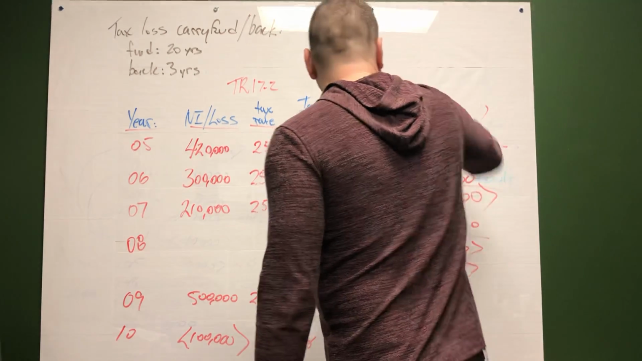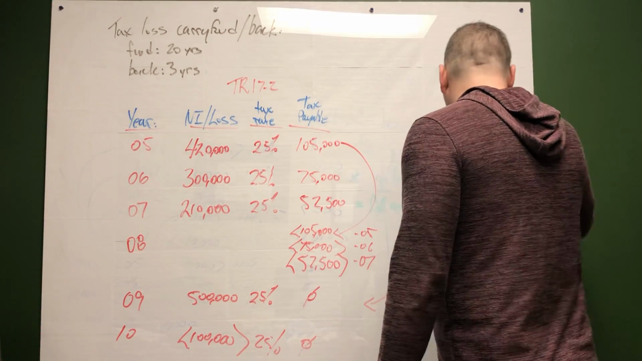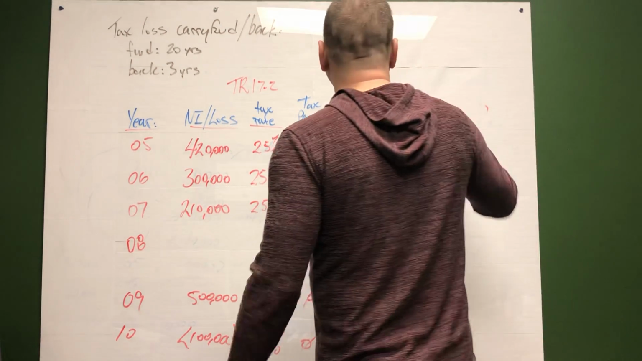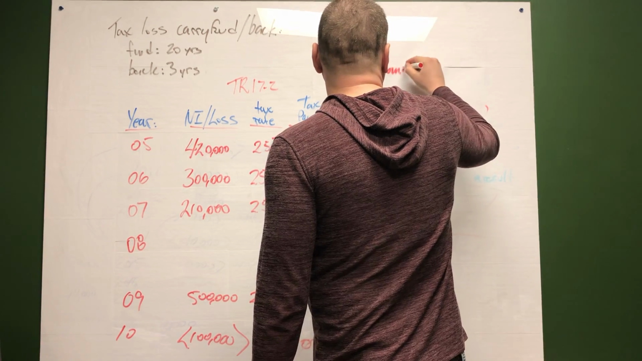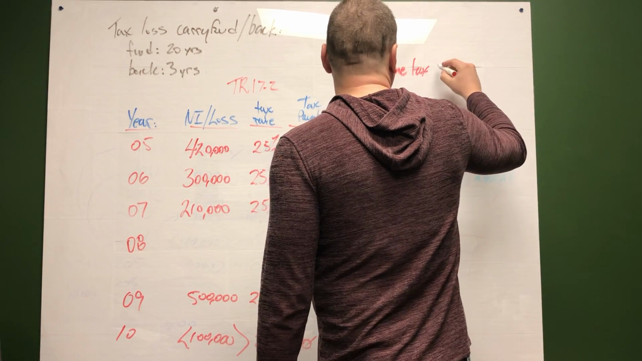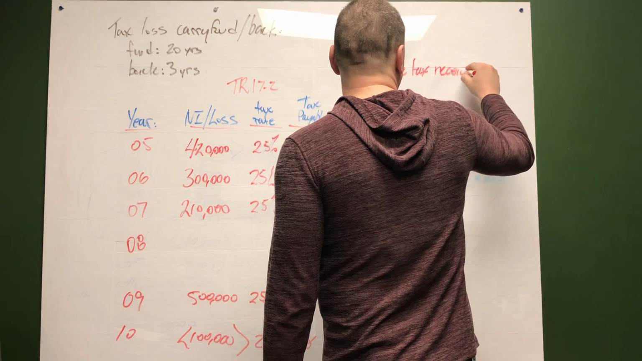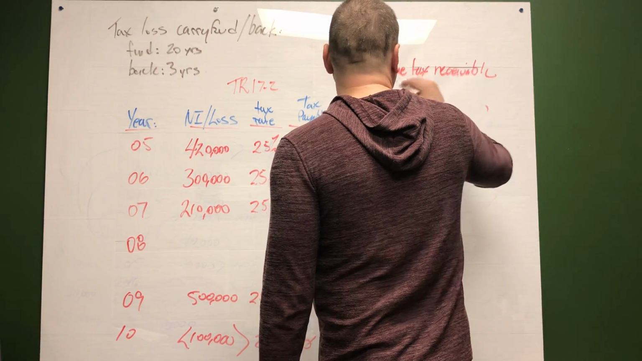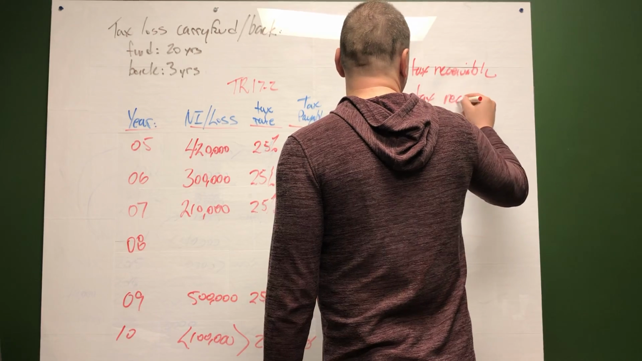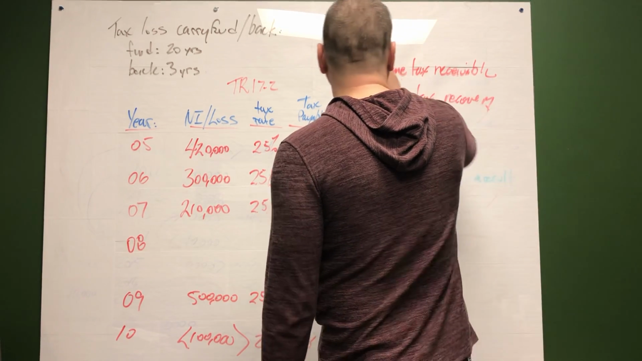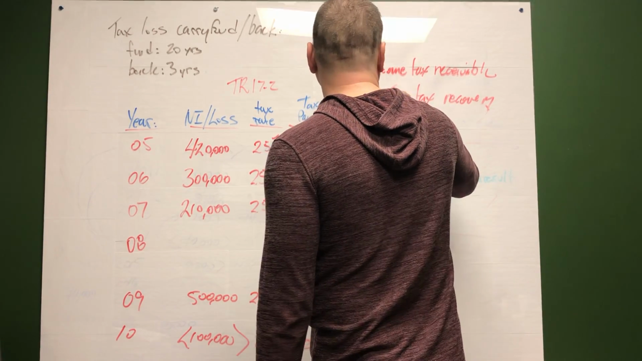In the end, you got to remember, you also ultimately have to make your journal entry, and that journal entry is always going to be debit income tax receivable, and you're going to credit income tax recovery. So DR and CR.